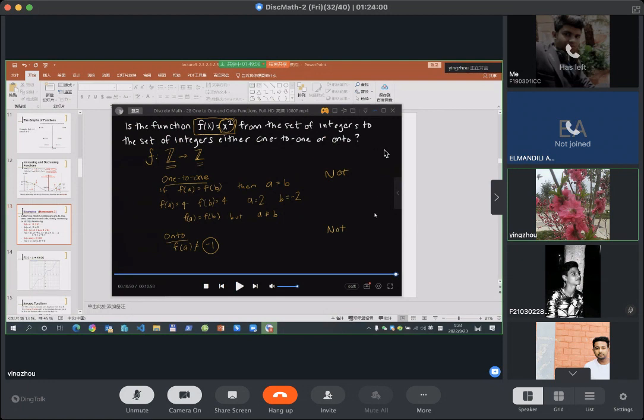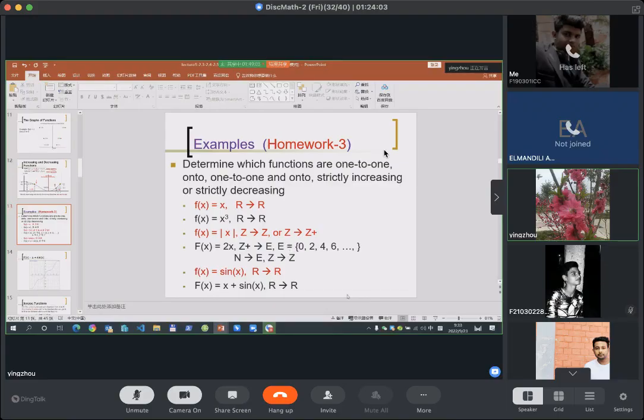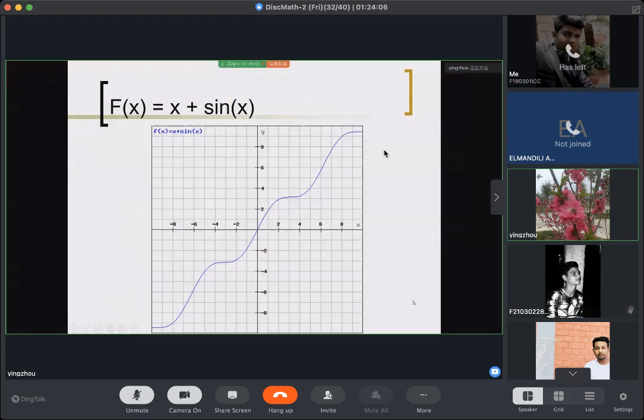So sometimes you can also use the picture. For example, here the last one is x plus sin x, and here is the picture. On this picture we can check, for example, one to one. One to one means for each value there is only one. So if you map here, the y is mapped to only one x. That means from the same value we have only one x. So that means this is one to one.